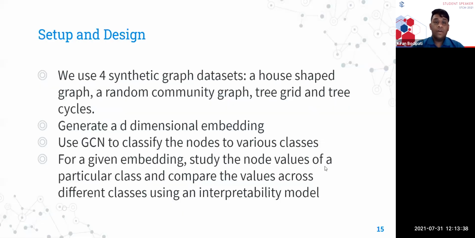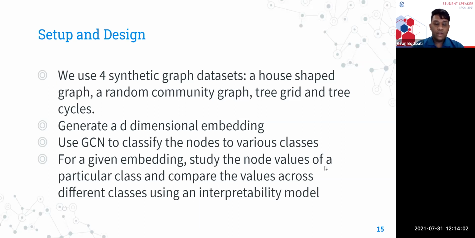For this study, 4 data sets were used. One is a house-shaped graph. Another is a random community shape graph. The third is a grid. And the fourth is a tree cycle. All of these are synthetic data sets, and they contain 4, 8, 2, and 2 classes in each of them respectively.